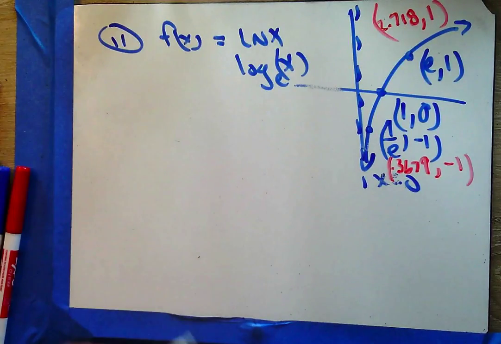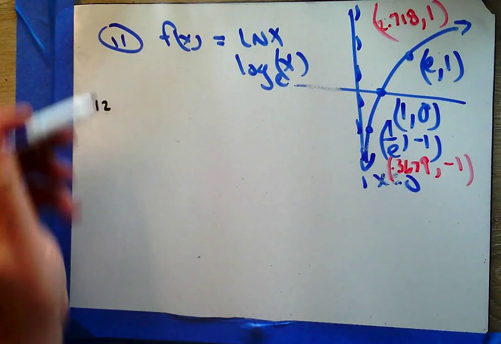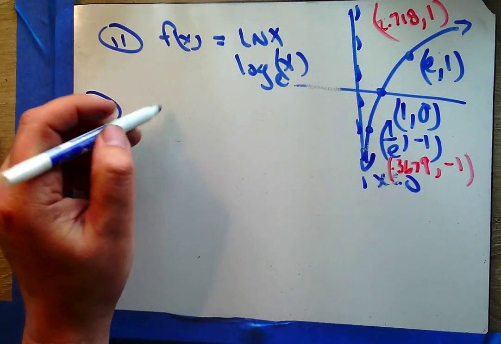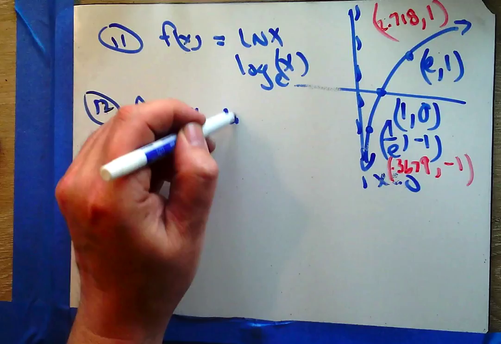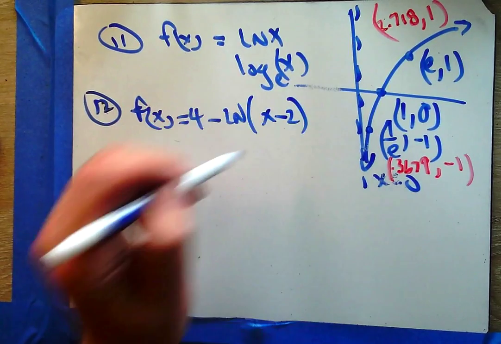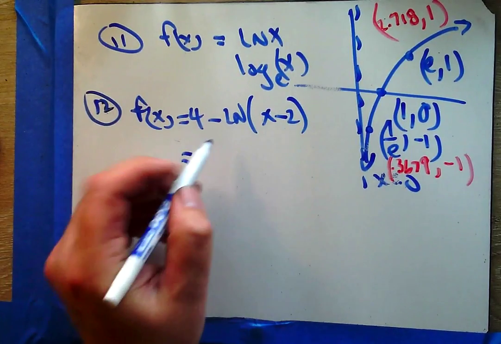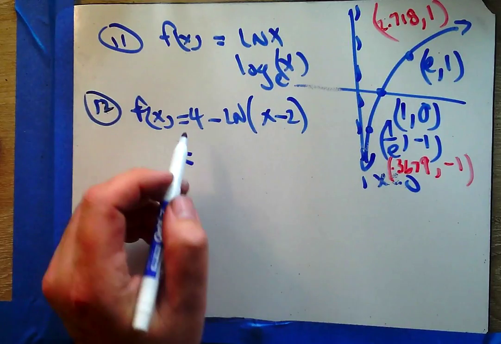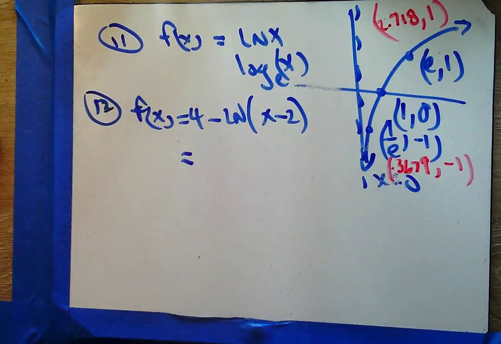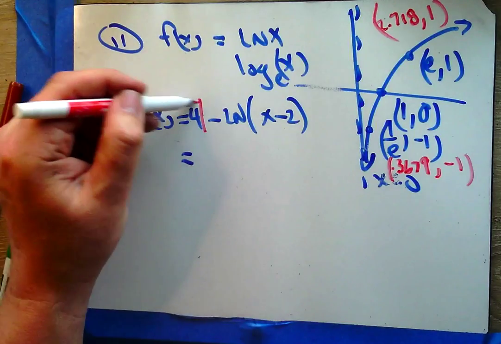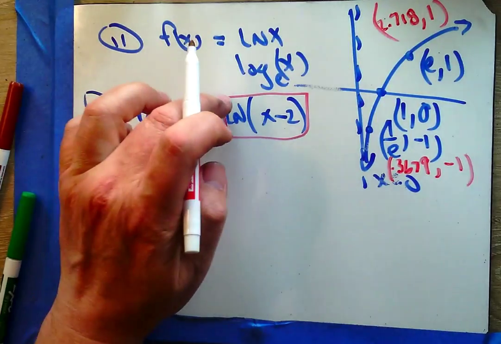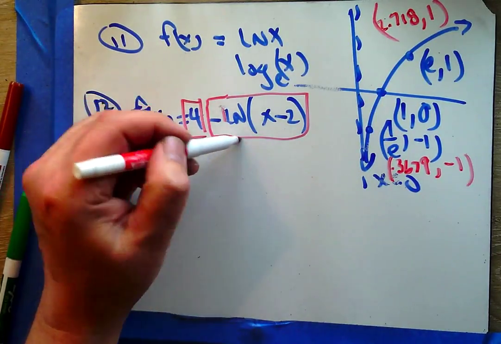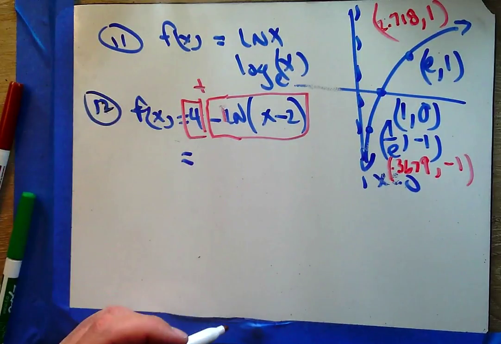Okay, our last graphing problem, number 12. Number 12 is another ln. It's f of x equals 4 minus ln of x minus 2. Now, I find that students are much happier when they use the commutative property of addition here, right? So we've got this object and we've got this object. And we're adding those two objects together.